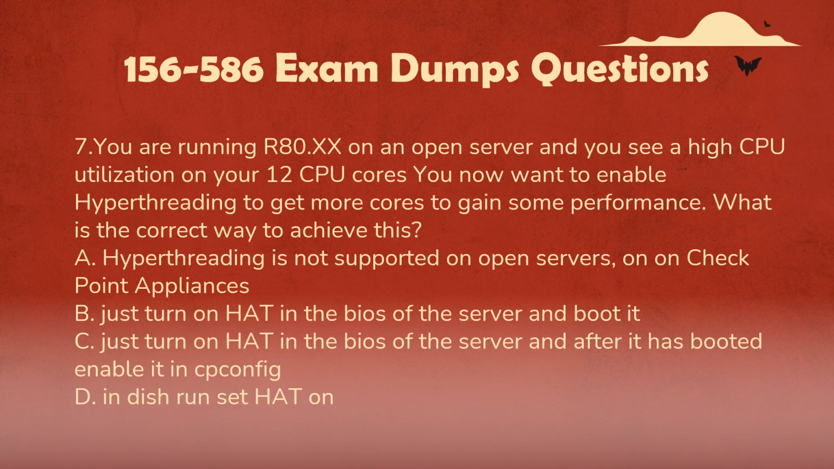7. You are running R80.xx on an open server and you see a high CPU utilization on your 12 CPU cores. You now want to enable hyperthreading to get more cores to gain some performance. What is the correct way to achieve this? A. Hyperthreading is not supported on open servers, only on Check Point appliances. B. Just turn on HT in the BIOS of the server and boot it. C. Just turn on HT in the BIOS of the server and after it has booted, enable it in cpconfig. D. In clish run set hat on.